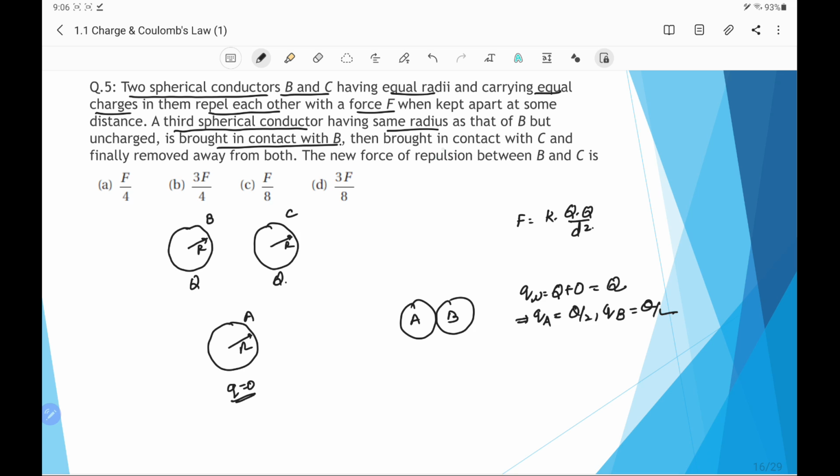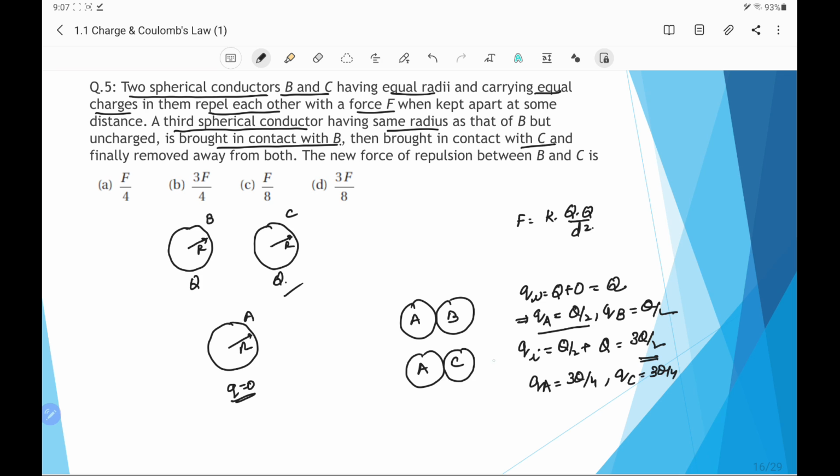After that, A is brought in contact with C. So the initial charge at this moment: charge on A is Q by 2 plus charge on C, which was Q. So the total charge is 3Q by 2. And this total charge 3Q by 2 will be distributed equally on A and C. And when we separate them, then the charge on A will finally become half of 3Q by 2, that is 3Q by 4, and charge on C will also become 3Q by 4.